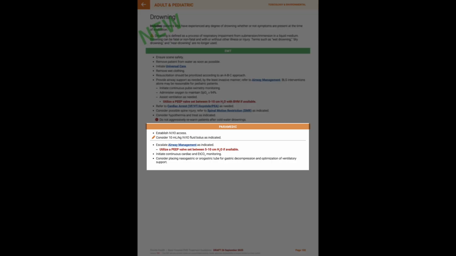For paramedics, be sure to establish IV or IO access and administer a fluid bolus if indicated. Escalate your airway management only when necessary and continue using PEEP support during ventilation. Begin continuous cardiac monitoring and capnography. If the patient has gastric distension or difficulty ventilating, consider placing a nasogastric or orogastric tube to decompress the stomach.